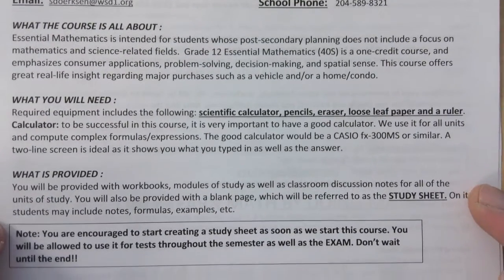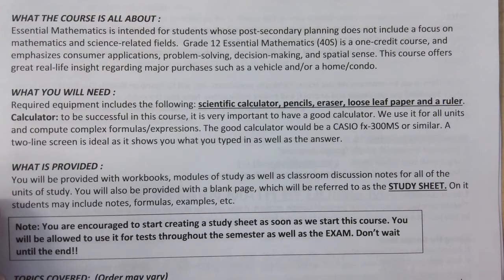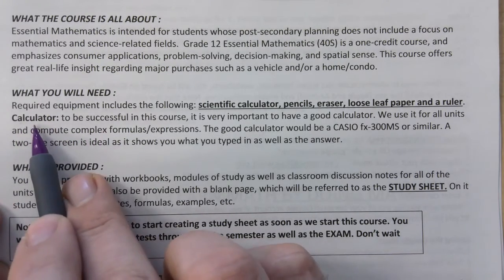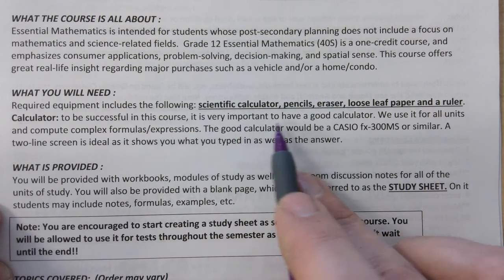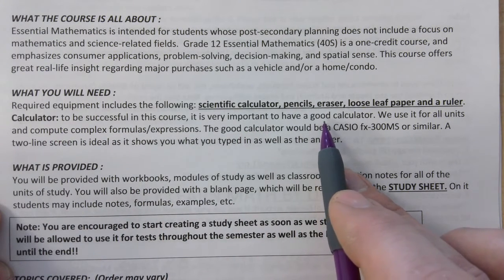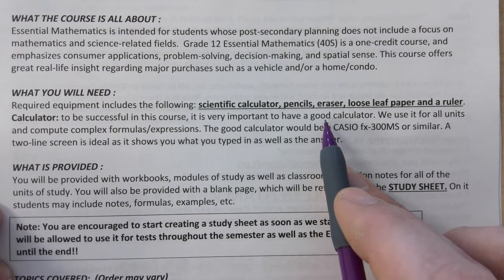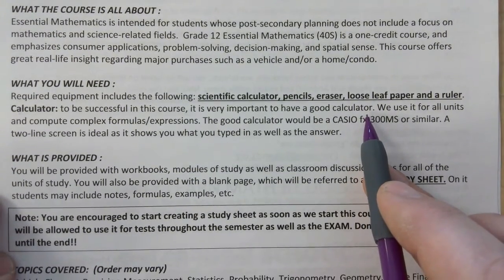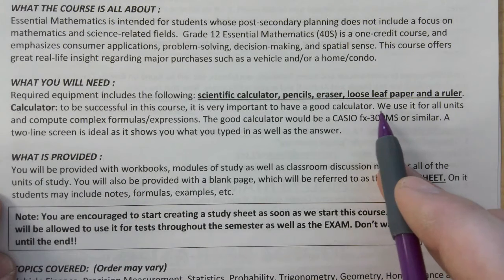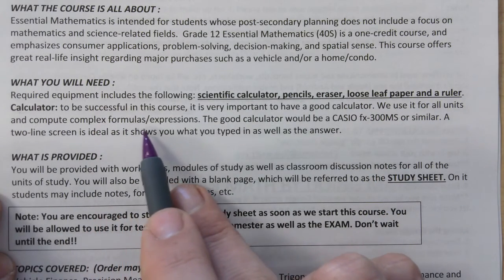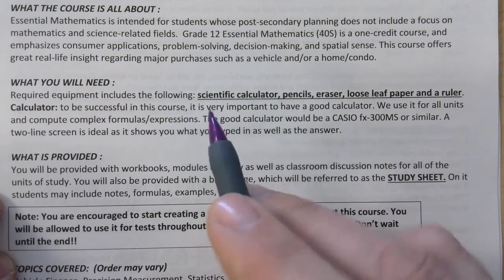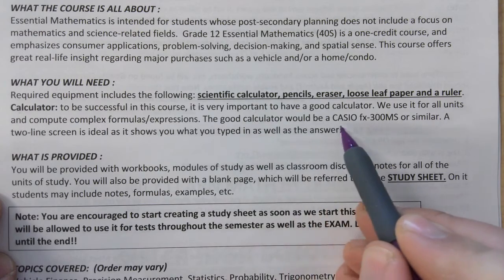What you will need: scientific calculator, pencil, eraser, loose leaf, and a ruler. And I actually added that just for this year. To be successful in this, regarding the calculator, it's very important to have a good calculator. A phone is not a good calculator, okay? Because you're not going to even be allowed to use that for a test or anything like that. So don't rely on your phone. We use it for all units and compute complex formulas and expressions. A good calculator would be this.